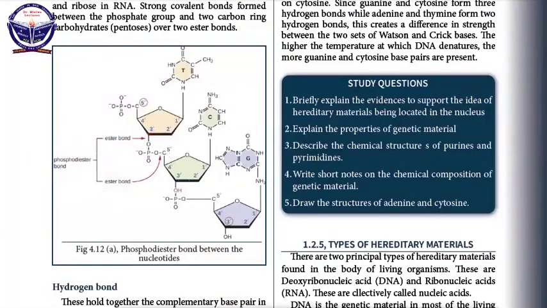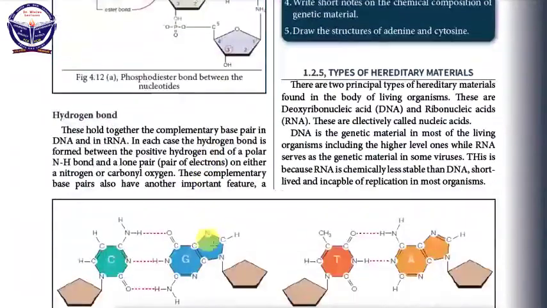Another category of chemical bond in the nucleotide is the hydrogen bond. These hold together the complementary base pairs in DNA and in transfer RNA. In each case, the hydrogen bond is formed between the positively charged hydrogen end of a polar secondary amine bond and a lone pair of electrons on either a nitrogen or a carbonyl oxygen.